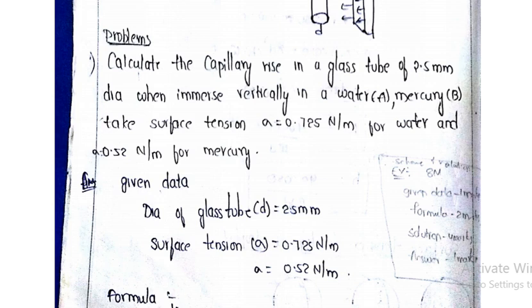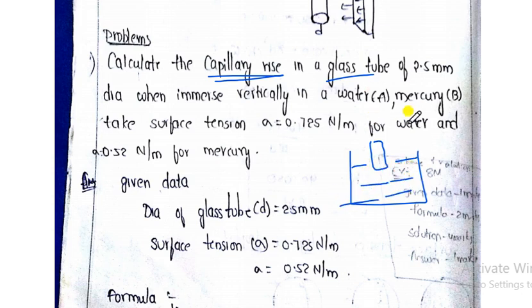Here the problem is: calculate the capillary rise. This is capillarity, which belongs to the properties of the fluid. So calculate the capillary rise in the glass tube. Suppose this is a bucket of water, and we insert a tube of small diameter into it. If this is the surface of the water, we have to calculate how much height the water rises in the tube from the surface of the water.